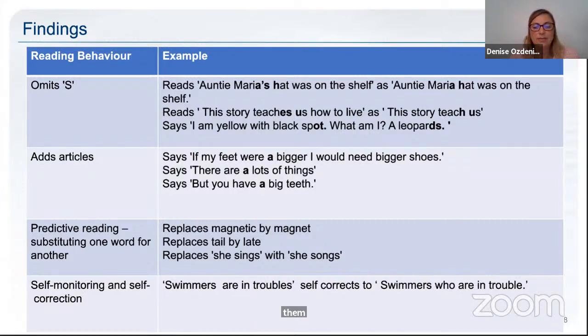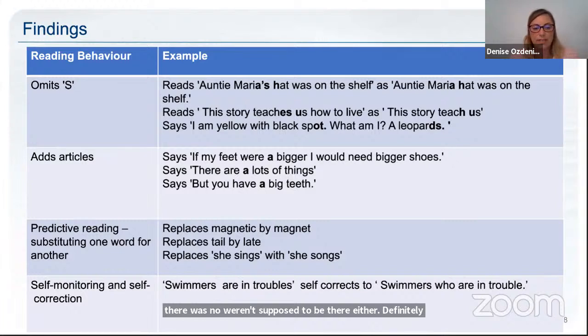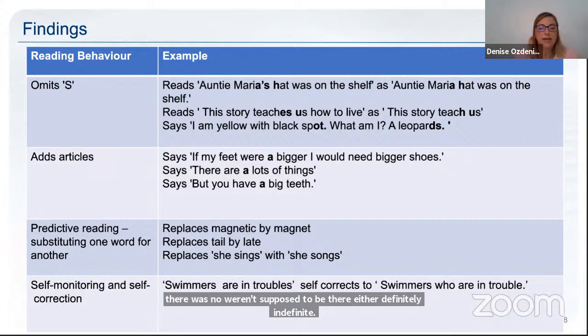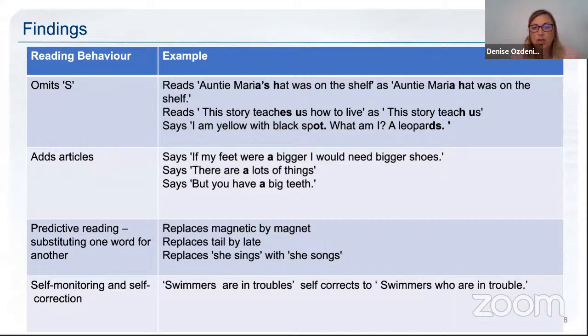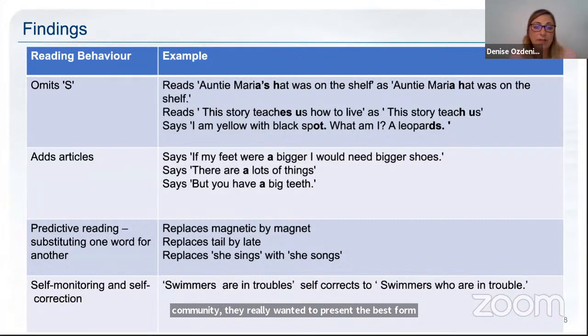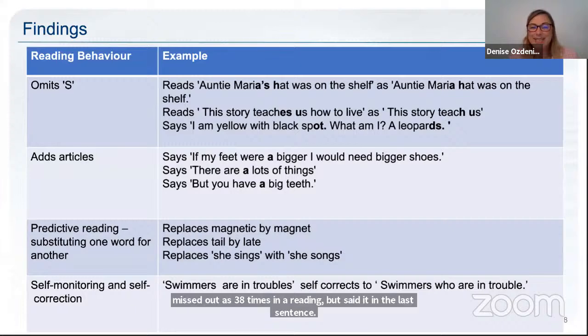Interestingly, a lot of students added articles when they weren't supposed to be there, either definite or indefinite. But just jumping down to my last square, it was very rewarding to see that there was a lot of self-monitoring and self-correction, because students knew they were speaking to a wider community. They really wanted to present their best form of reading, and they really self-monitored, and this led to an advancement. For example, one student missed out S 38 times in a reading, but said it in the last sentence. Next slide, please.